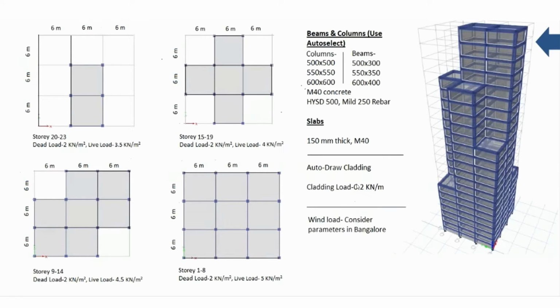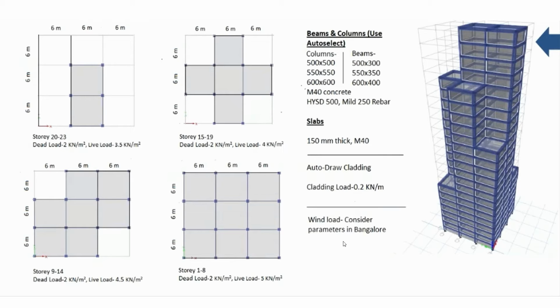For the wind load, we need to consider the parameters of Bangalore, which can be found in IS code 875/1987 part 3, which is particularly for wind load. Dead load is part 1, live load is part 2, wind load is part 3, and so on.